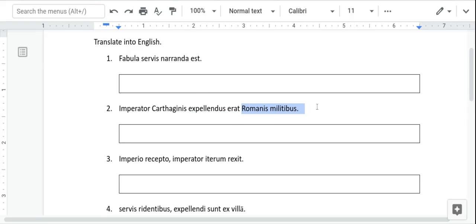By the Roman soldiers. All right, so the emperor of Carthage, and you got the genitive here. The emperor of Carthage had to be expelled by the Roman soldiers.